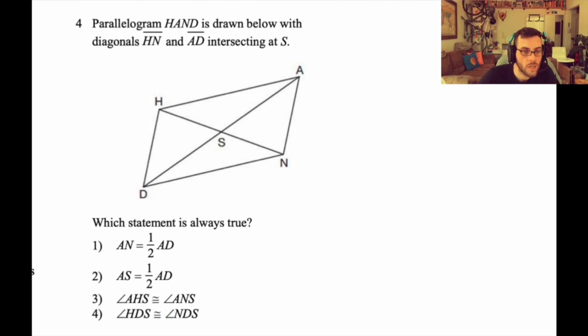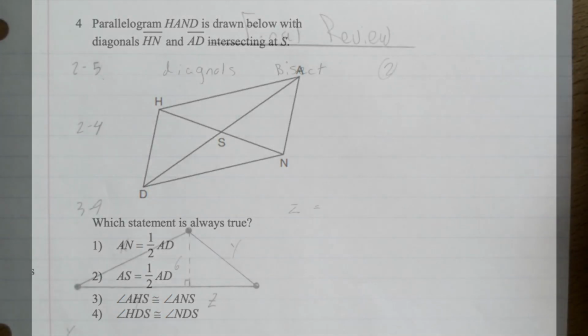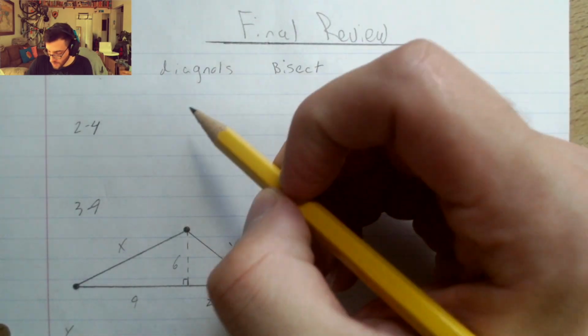So if we look at the question here, we're told which of these statements is always going to be true. For this particular one, we have AS is equal to half the length of the diagonal AD. If our diagonals bisect one another, we know that those pieces or segments that add up together to be our diagonal are going to be half the length of the whole diagonal. They are bisected. Those are the bisected pieces. So for this one, we can go ahead and say 2 once again.